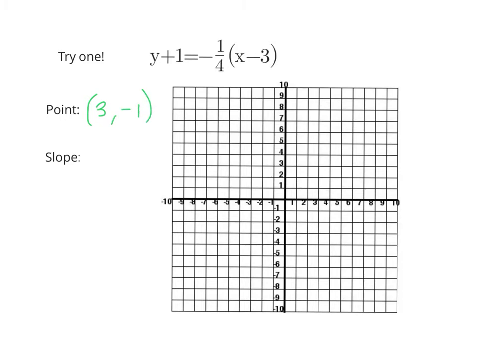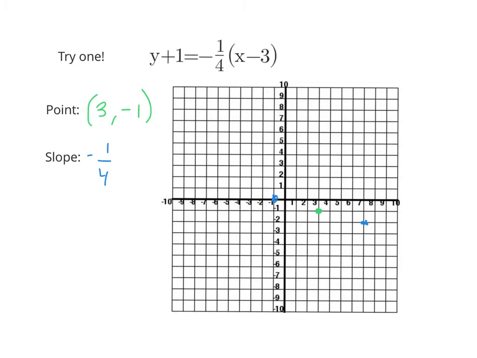+3 on the x, -1 on the y, and that is a point that goes right here. You should have identified your slope as -1/4. So from that point, we're going to count down 1, over 1, 2, 3, 4. We went down because it's negative, always to the right. I could go up 1 over 4 in the other direction.